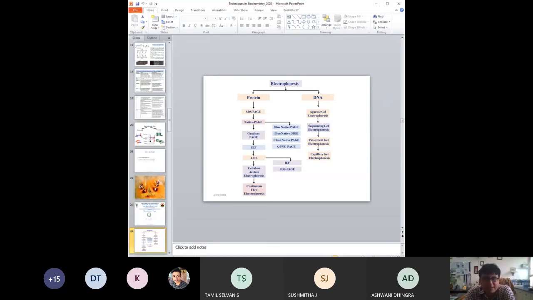So in the case of DNA, I told you we have a very common technique, that is agarose gel electrophoresis. Then we have another technique called sequencing gel electrophoresis, and I also told you that this is one of the preferred techniques used for sequencing. Then we have pulse field gel electrophoresis, also called PFGE.